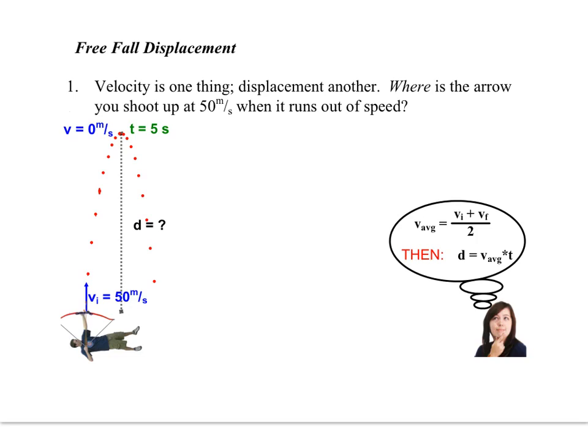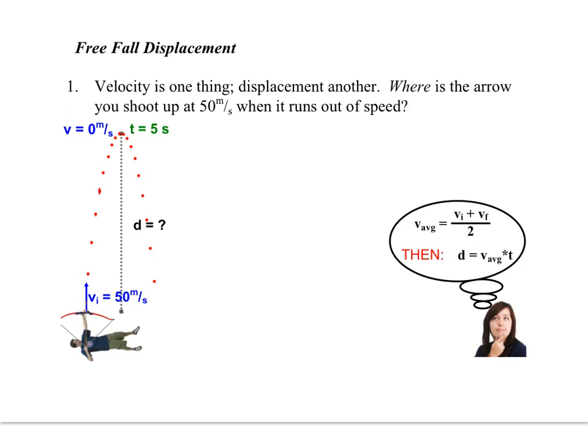All right, so how fast and which way it's going is one thing, but what about where is it, that's displacement. So this first question says here, velocity is one thing, displacement another. Where is the arrow you shoot up at 50 meters per second when it runs out of speed? Olivia over here in the corner, she's got a thought bubble above her head, and she's given us some hints as to what we need to do to solve this. This is a two-part process. First, we got to calculate the average velocity of the arrow, and then we'll use our average velocity times time is equal to displacement, which is a fancy way of saying speed times time is equal to the distance.